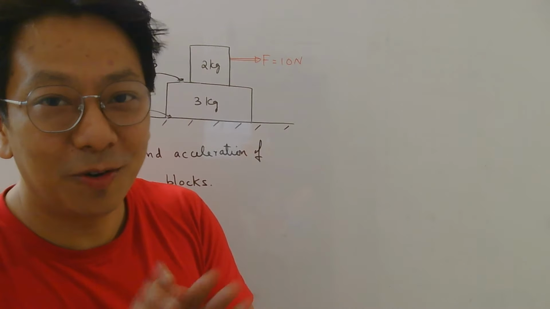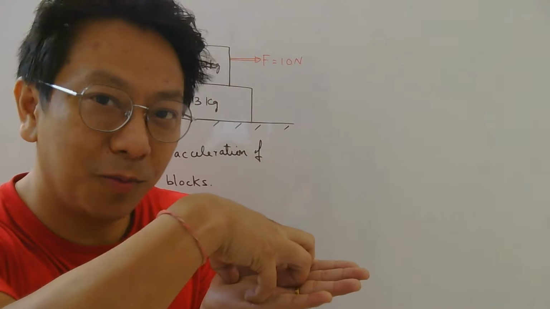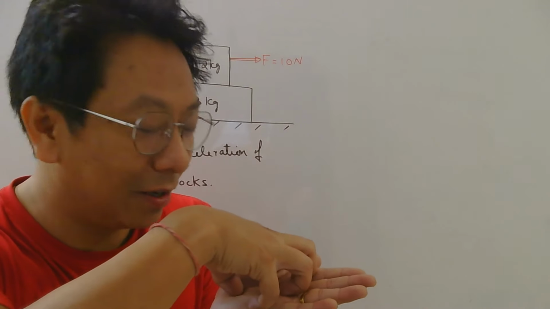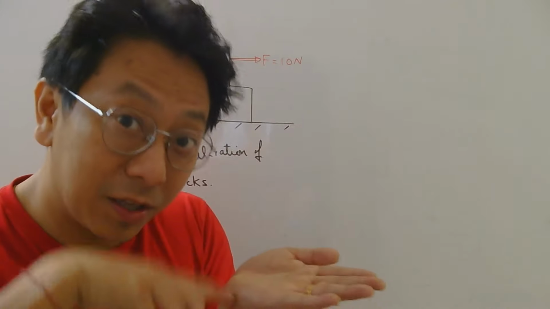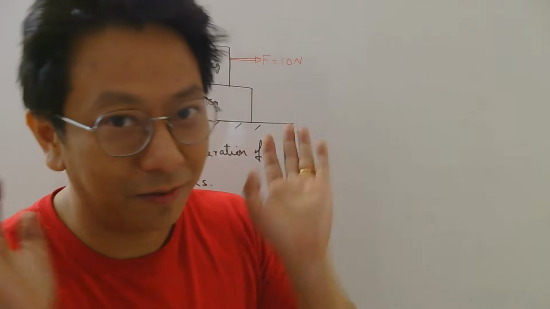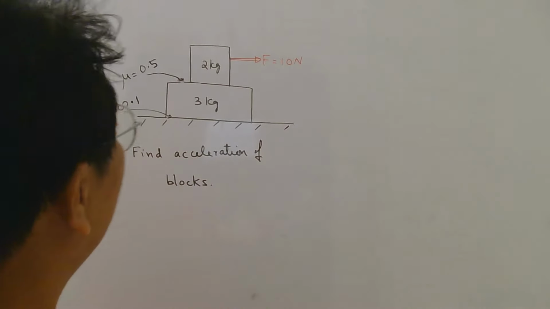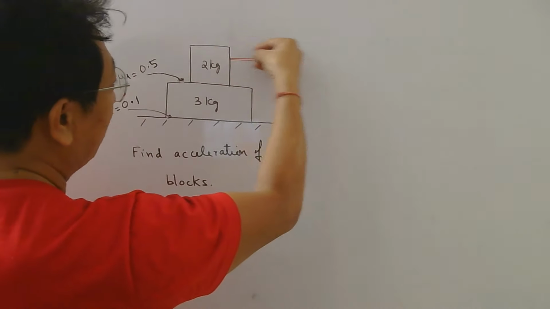Now before, there were only two possibilities when there was only one block, right? Either the block will remain at rest or it will slip on the surface. If it is at rest on the surface, it will be static friction. If it is slipping, it will be kinetic friction. Correct?